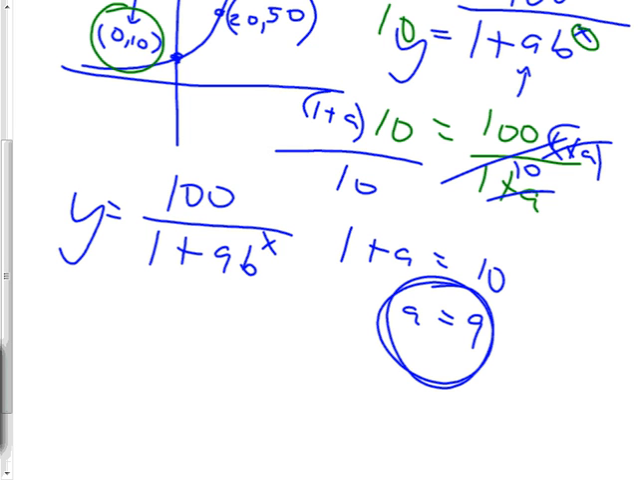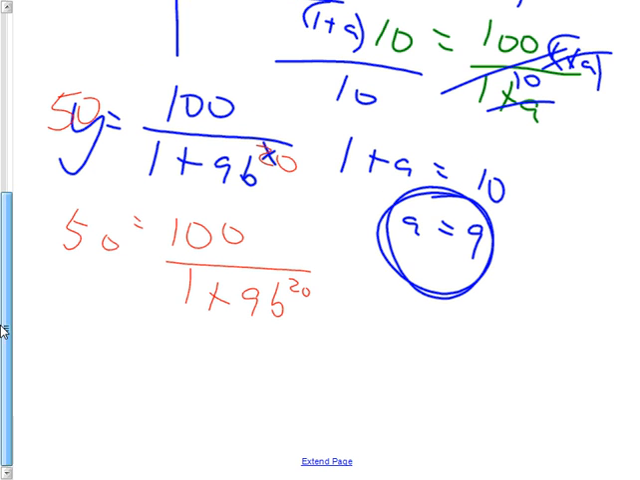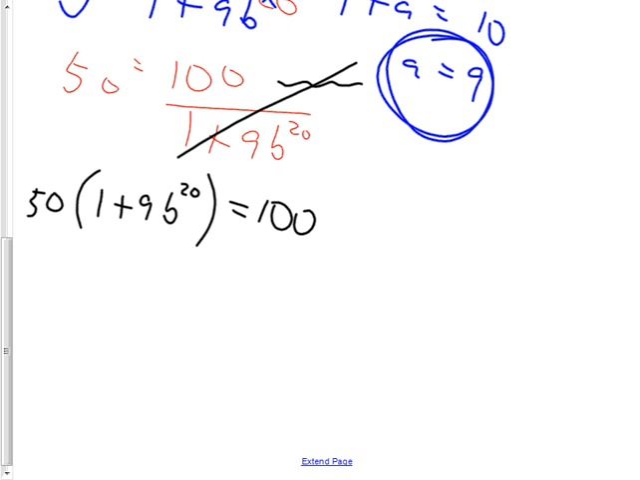All right, so anyway, x is 20, y is 50, so there we go. 50 equals 100 over 1 plus 9b to the 20th. That's a bit of a pain. Now I've got to multiply both sides by 1 plus 9b to the 20th, and I will do that. 50 times 1 plus 9b to the 20 equals, and I just do it to the other side, it's just going to cancel. So I'll say 100. And yes, I'd be okay with you showing me that too in that way, as long as you show this step.